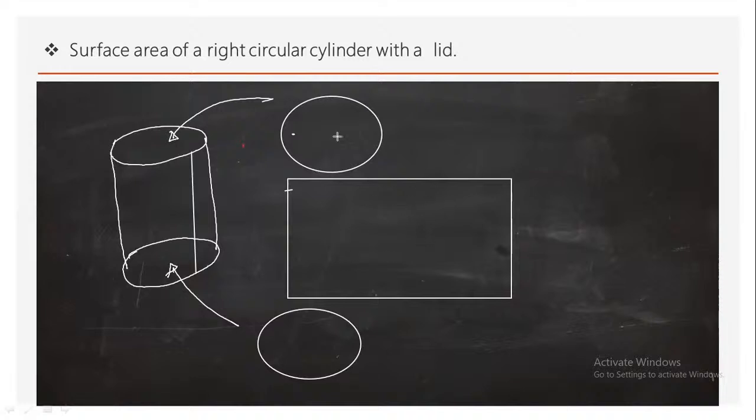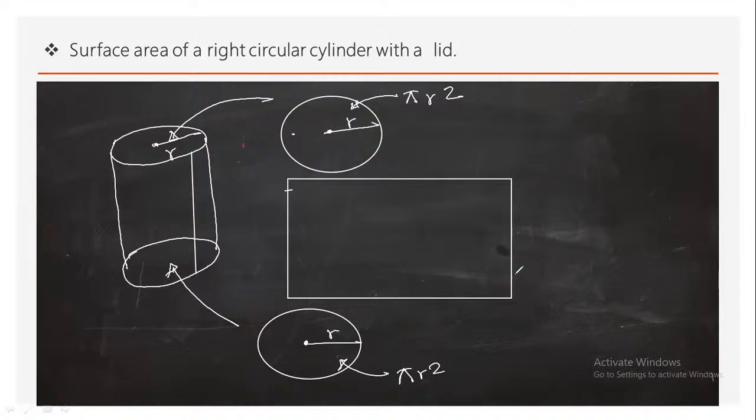So what can you say about this? You can see the radius from the center to here is the radius, and this circle's radius is also r. So what can you say about the area of the circle? The area of a circle we can find by using pi r squared. The areas of the two circular portions are equal, so this is also pi r squared.